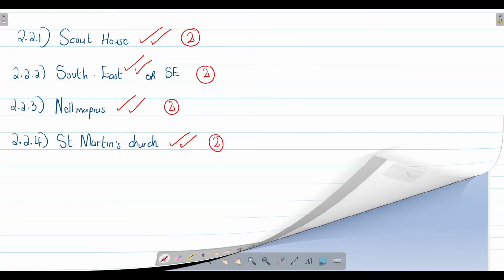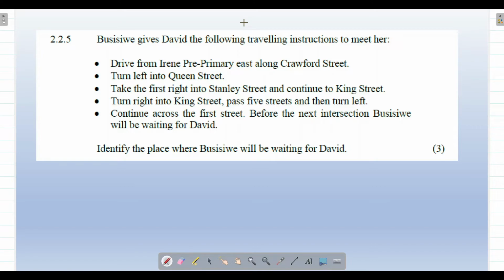All right. Next question. Question 2.2.5 says that Busisiwe gives David the following traveling instructions to meet her. The first instruction is that David needs to drive from Irene Pre-Primary East along Crawford. Then he needs to turn left into Queen Street. Then he needs to take the first right into Stanley Street and continue to King Street. Then he needs to turn right into King Street, pass 5 streets, and then turn left. Then continue across the first street before the next intersection, where Busisiwe will be waiting for David.